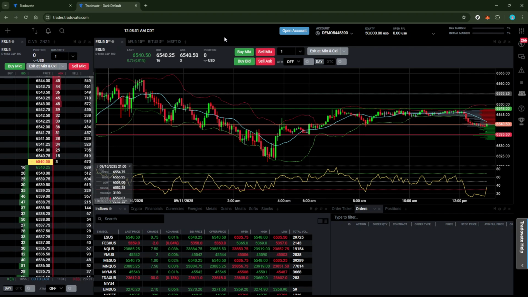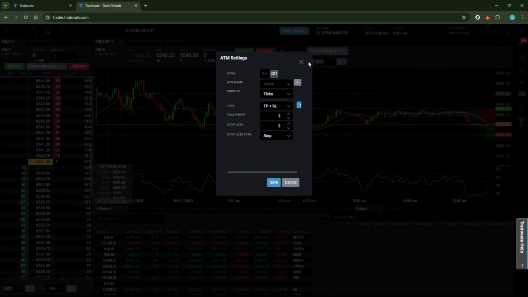Next, you're looking for the gear icon that sits right next to ATM, which stands for Advanced Trade Management. Clicking on this icon opens up a dialog box that gives you several options. This is essentially where you'll configure your stop loss and take profit settings.